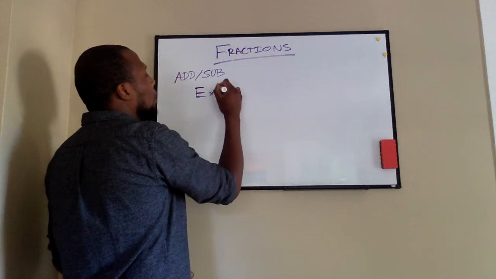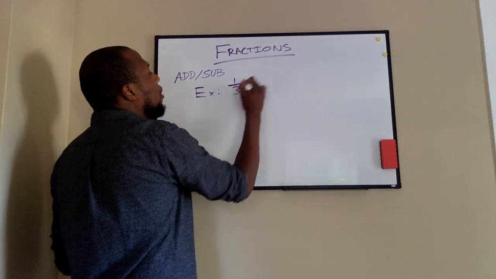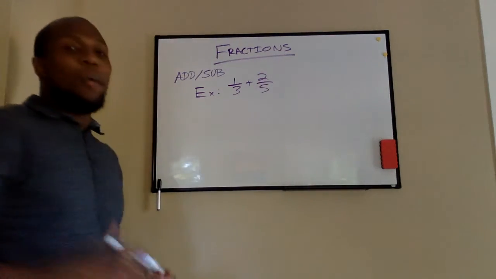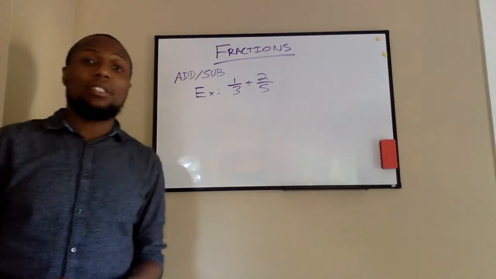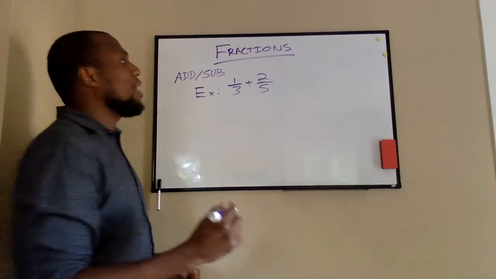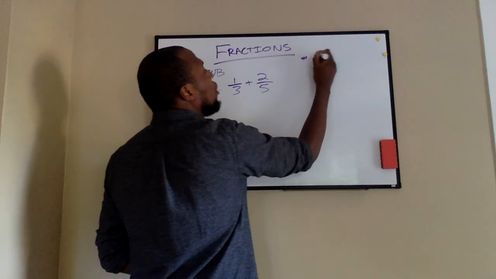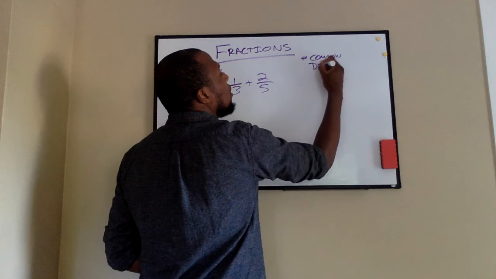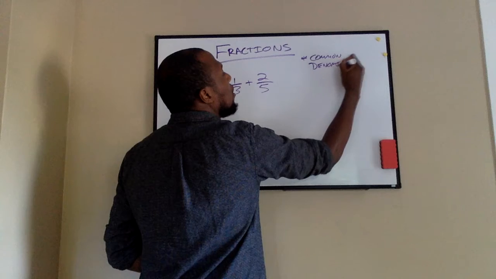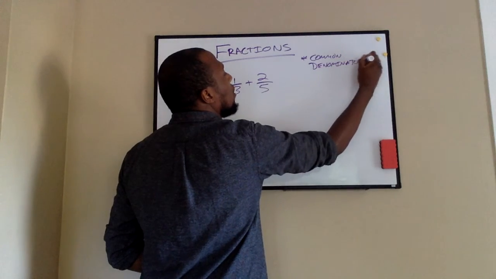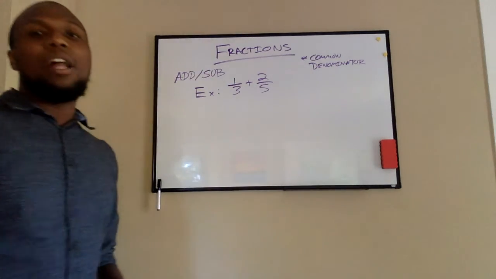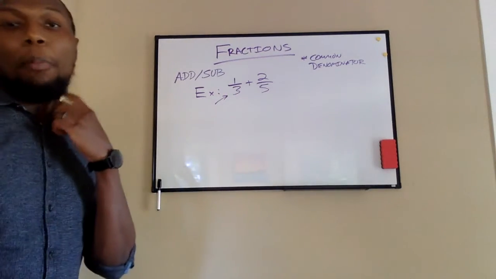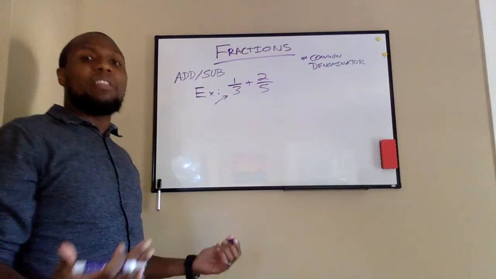So we're going to have 1/3 plus 2/5. When we are adding fractions, the key thing that we need to remember is that we always need to look for a common denominator. Remember that common denominator? That's the bottom of the fraction. We need the bottom of both of these fractions to be the same.